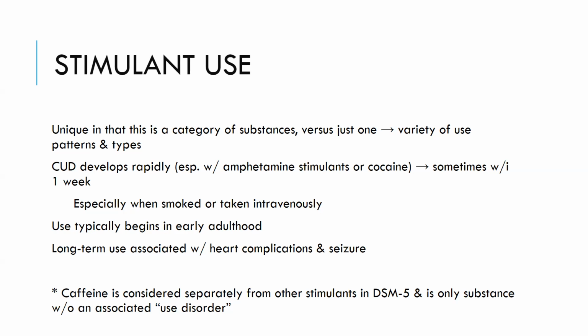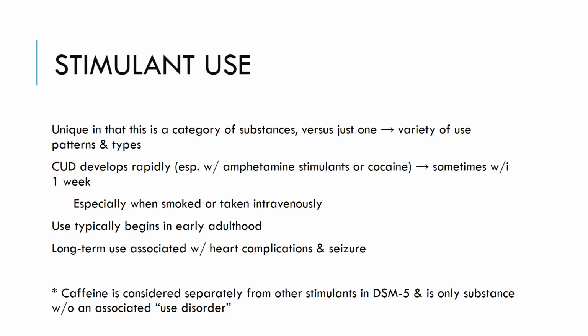It would take much longer to build up a tolerance, other associated symptoms with alcohol or some of the other substances that we've talked about. Particularly if the stimulant in this scenario was smoked or taken intravenously. Those are two ways that really contribute to a disorder developing quickly. Use typically develops during early adulthood, so a little bit later than tobacco or cannabis. Long-term use is associated with heart complications and seizure.